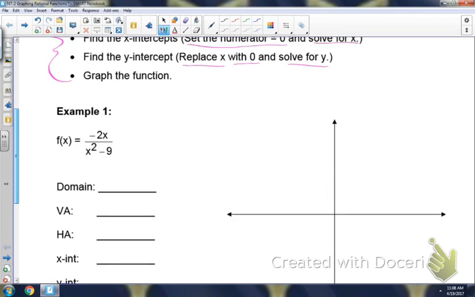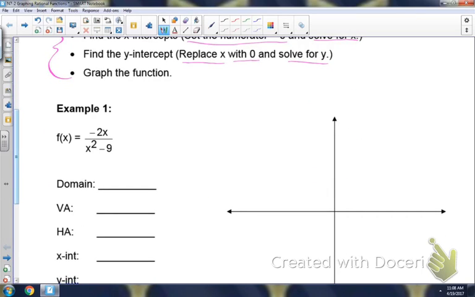Okay, so example 1, first step is to factor everything. Notice we cannot factor negative 2x, so it stays as negative 2x on top. The denominator we can factor, that's difference of squares, so that's x plus 3 and x minus 3. Okay, so now we're going to find the domain.